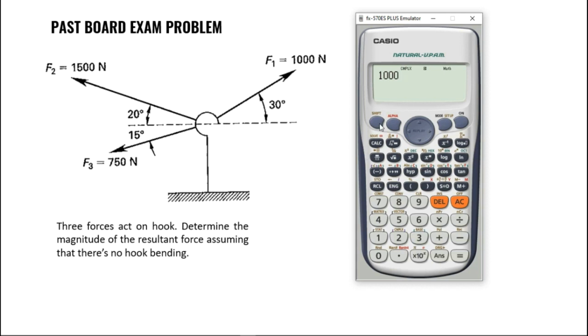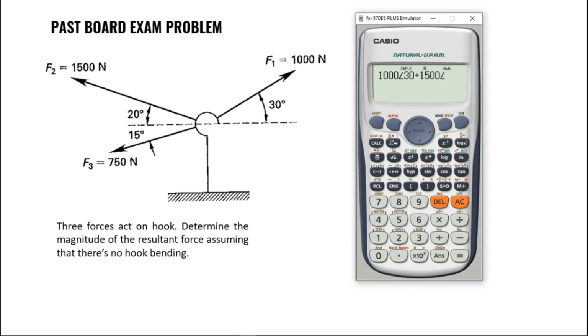So 1,000, angle natin is shift. Then ito. Itong parang may negative sign or yung may A dito. So pag nag-complex tayo, automatic na magiging angle pag nag-shift tayo. So shift here, then press this button. So angle natin is 30 degrees. 30. So add lang natin lahat for systems of forces. Now here, 1,500. Then angle natin, so shift, angle.